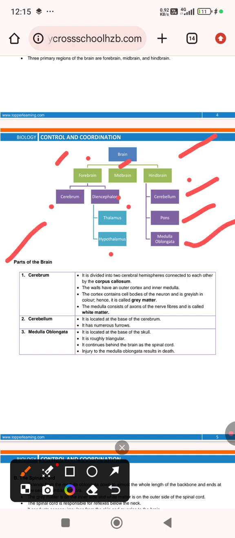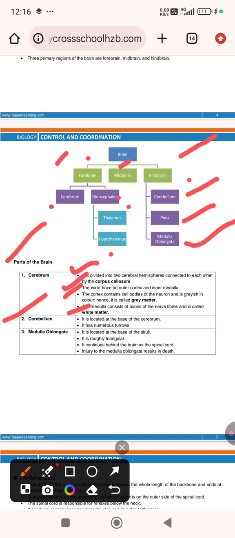It is divided into two cerebral hemispheres connected to each other by the corpus callosum. Number 2, the walls have an outer cortex and inner medulla. Number 3, the cortex contains cell bodies of the neurons and it is grayish in color. Hence, it is called gray matter. The medulla consists of axons, the nerve fibers, and it is called white matter.